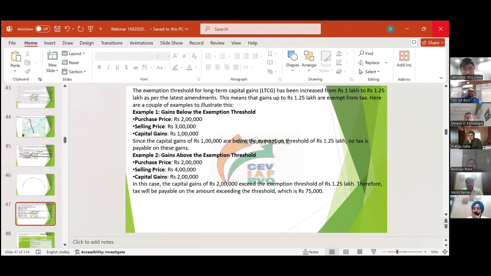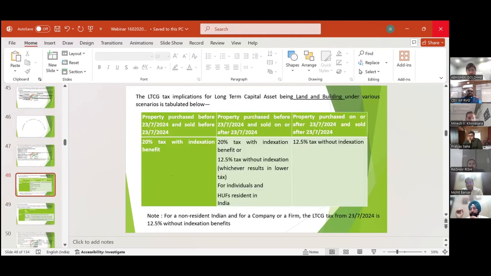So these are the important dates you have to remember. Property purchased before 23rd July 2024 and sold before 23rd July 2024.